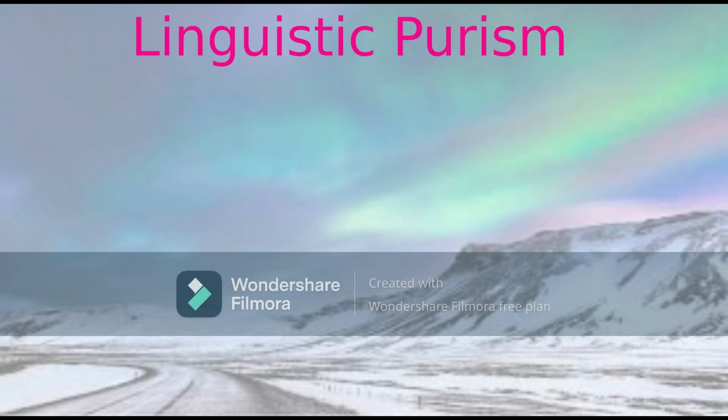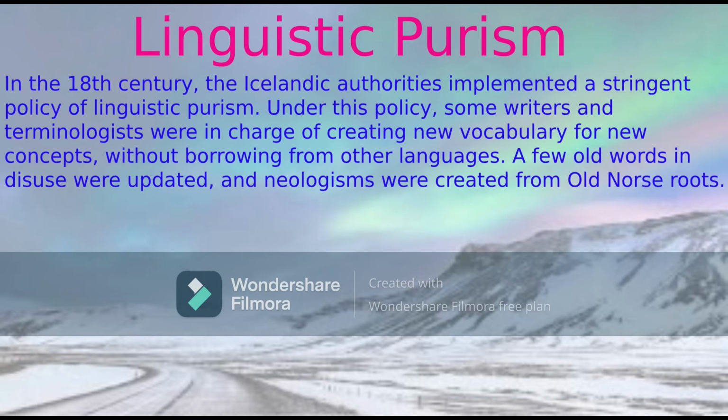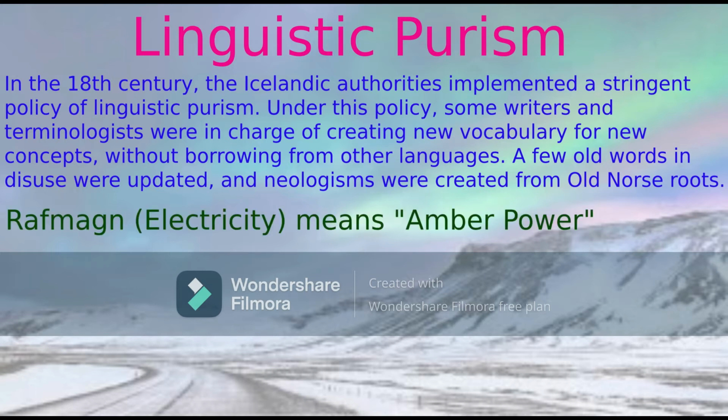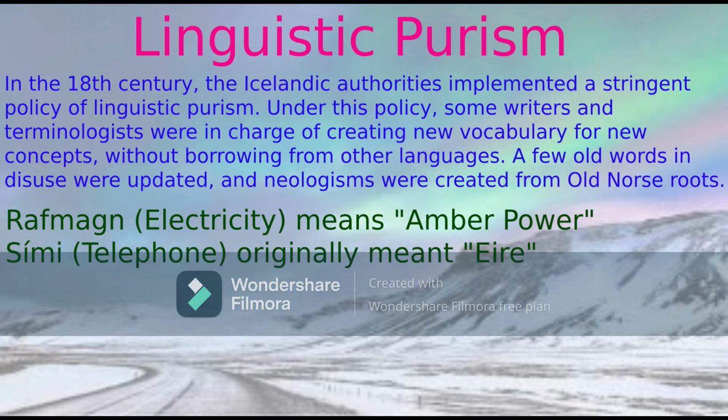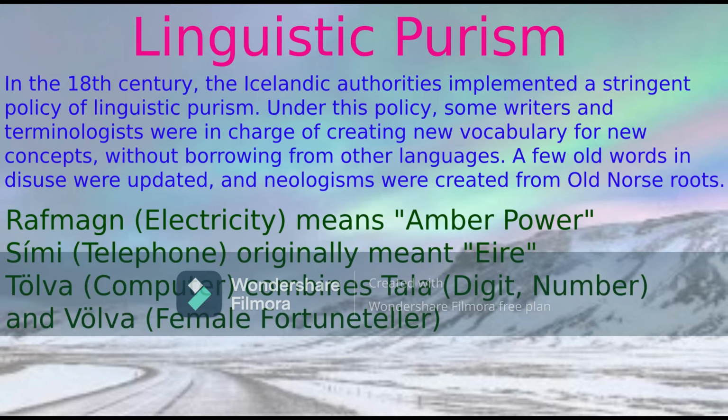Linguistic purism. In the 18th century, the Icelandic authorities implemented a stringent policy of linguistic purism. Under this policy, some writers and terminologists were in charge of creating new vocabulary for new concepts without borrowing from other languages. A few words in this use were updated and neologisms were created from Old Norse roots. For example, Rafmagn, meaning electricity, actually means amber power. Sími, meaning telephone, originally meant thread, and tölva, meaning computer, combines tala, meaning digit or number, and völva, meaning a female fortune teller.